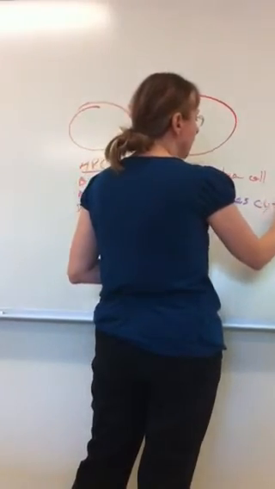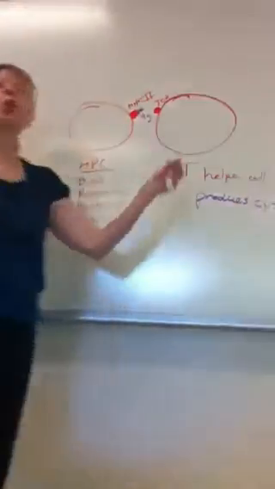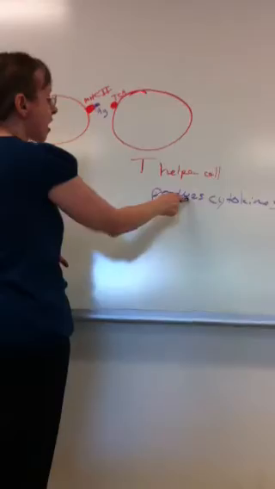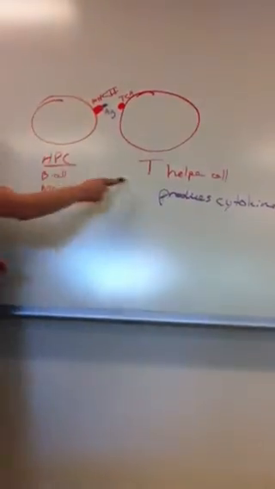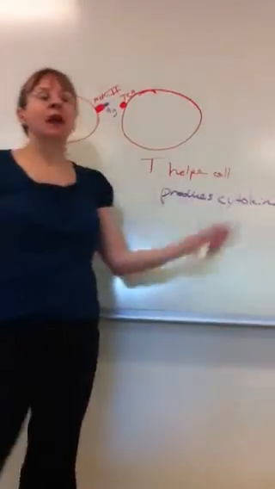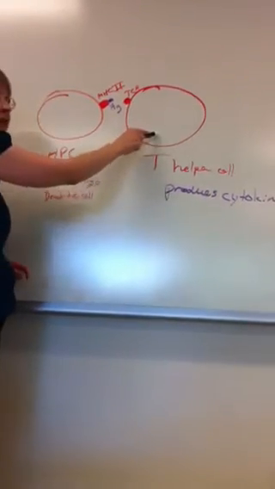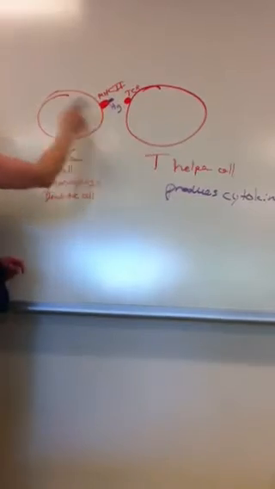cytokines. And remember, cytokines are like the hormones of the immune system. There's a whole slew of different cytokines; we're not going to go into every single one of them. By producing cytokines, it activates these guys. It helps activate a whole bunch of different cells, which produce their own cytokines that stimulate this one, and this one produces cytokines that stimulate this.